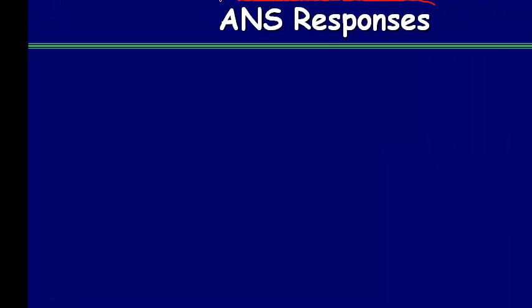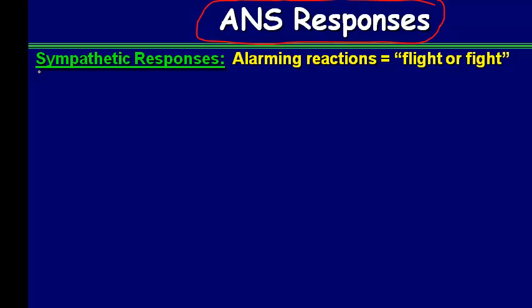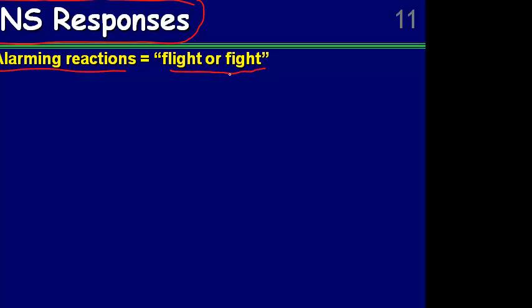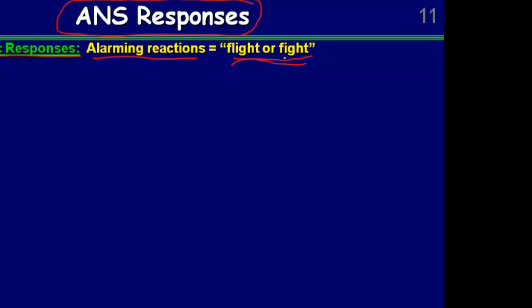Okay, so the next big thing is to talk about what the responses are. What are the autonomic responses? Let's start kind of general. Let's remember that the sympathetic responses are your alarming, fight or flight, stress responses. So you can think of the sympathetic division as we want to promote alertness. We want to increase energy. We want to increase our heart rate and our respiratory rate. We want to increase our skeletal muscle activity. And we want to mobilize more energy reserves.